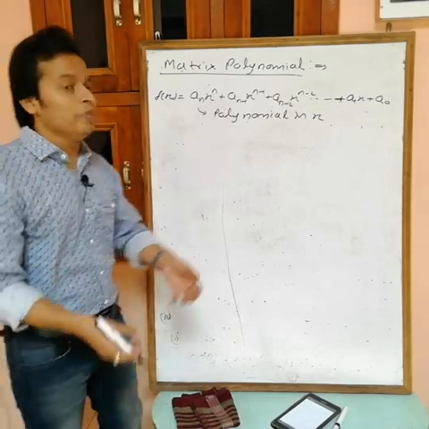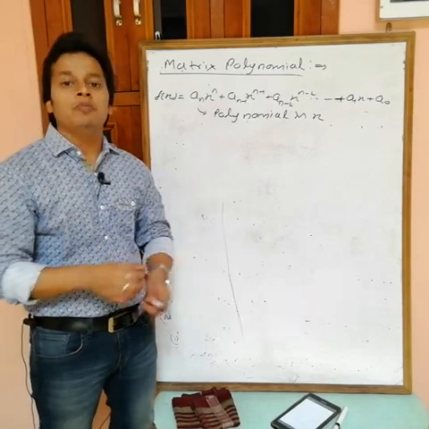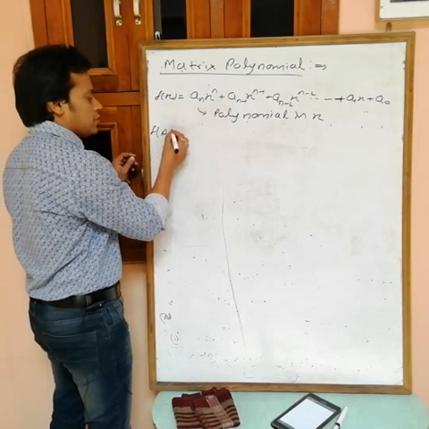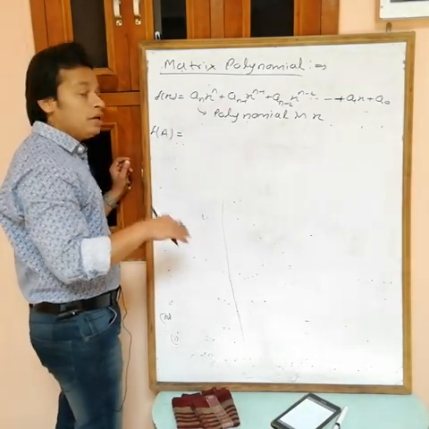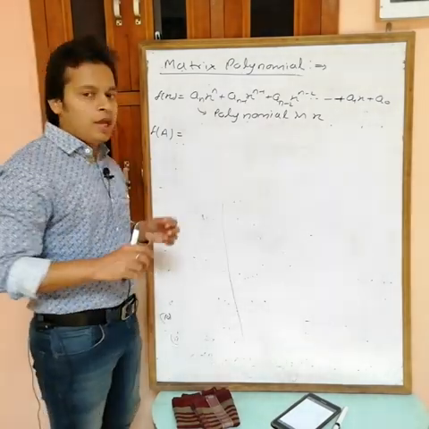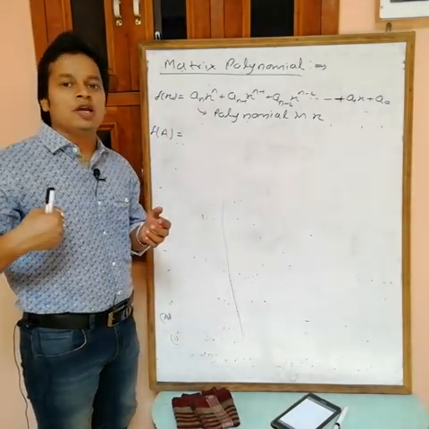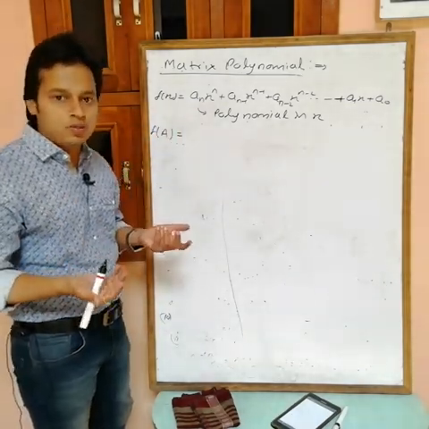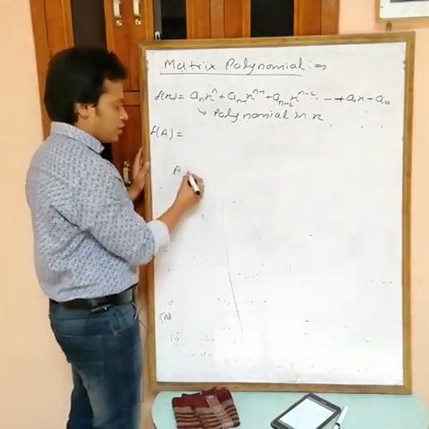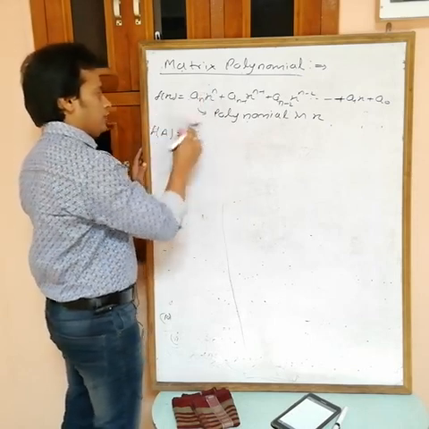But what do we want? We want a matrix polynomial. So replace x with a matrix, then you will get a matrix polynomial. Okay, see, f(A). Suppose A is any square matrix. Why only a square matrix? Because if A is not a square matrix, then how can you find the matrix A^(n-1)? If A is not a square matrix, then A into A is not possible. So replace x with A.